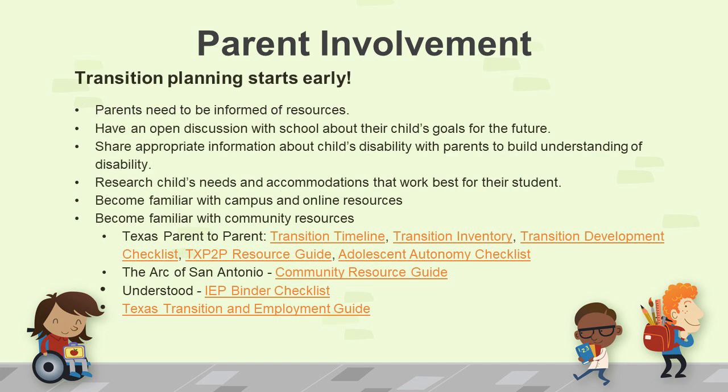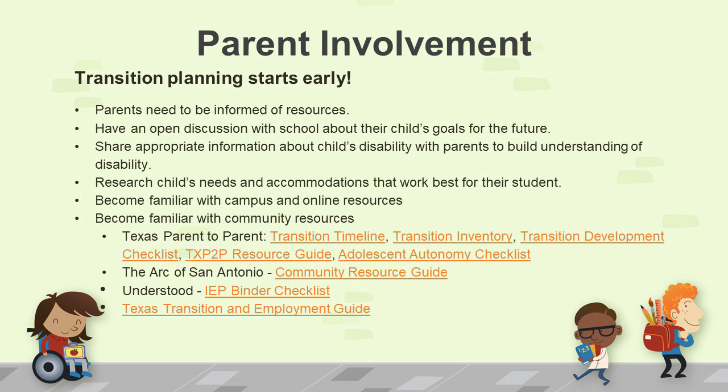It cannot be emphasized enough that transition planning starts early. Schools should have processes in place to share information about adult supports as soon as the student becomes eligible for services, and educators should not wait to ask students and families their future plans so that the connections can be made to agencies and other supports.